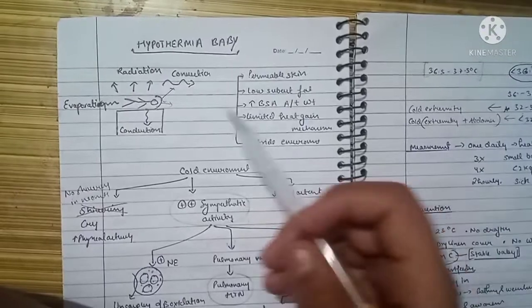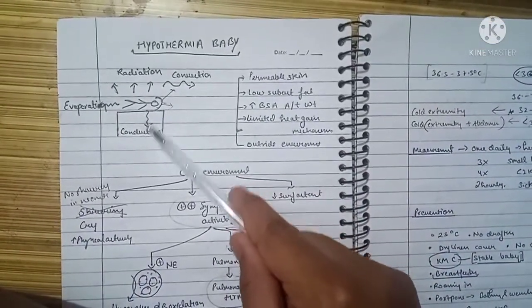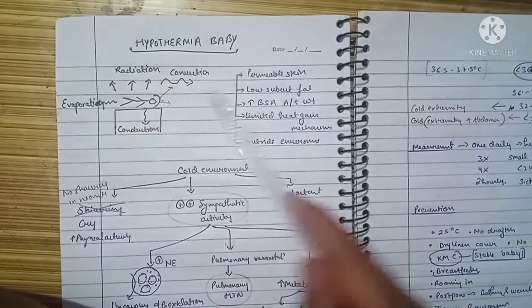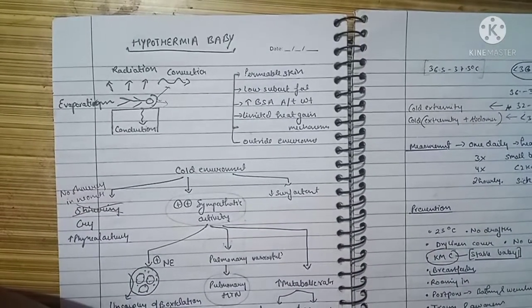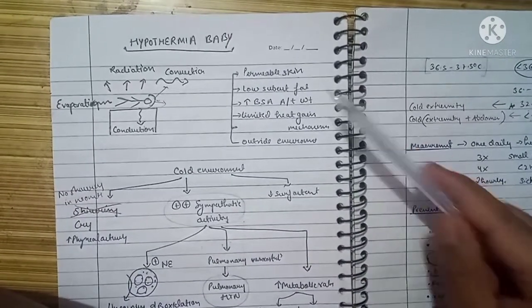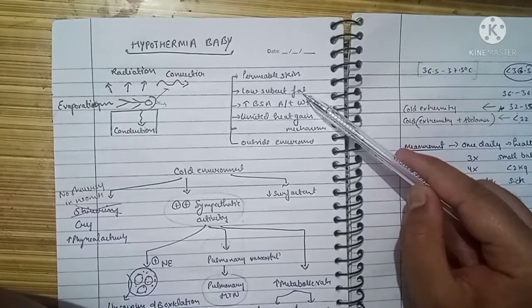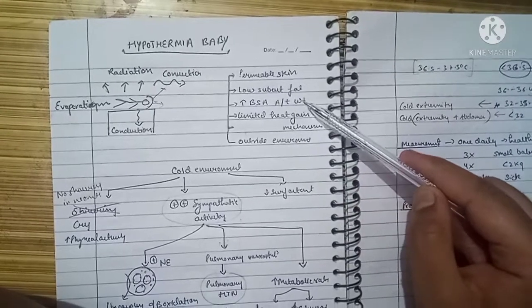So we talked about the four methods of heat dissipation: conduction due to material contact, evaporation due to fluid, radiation to the surroundings, and convection because of air currents. Now why is the baby more prone to hypothermia? This is because they have more permeable skin with a low quantity of subcutaneous fat, and an increased body surface area in relation to their weight.